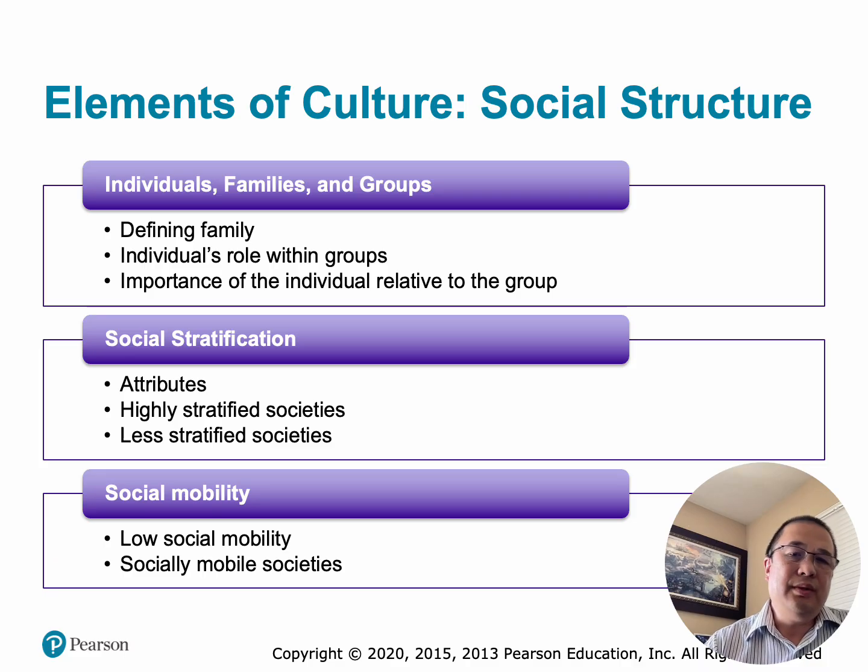The individual's role within groups. Cultures vary in how much importance they place on the individual versus the group. Individualistic cultures like the US value personal achievement, independence, and individual goals. Collectivist cultures like Japan or China value group harmony, team success, and loyalty to family or company and community. The importance of the individual relative to the group.